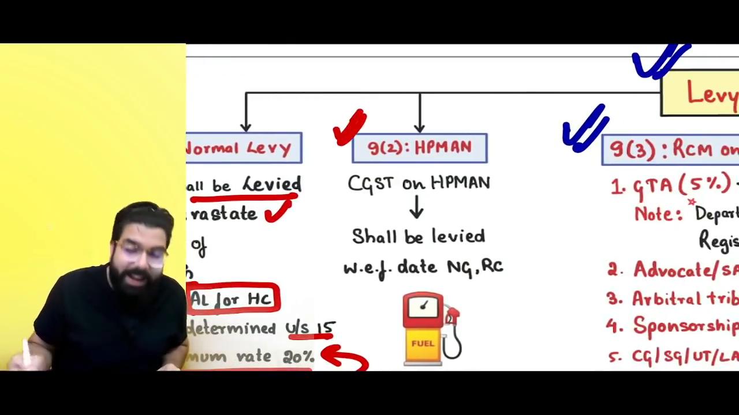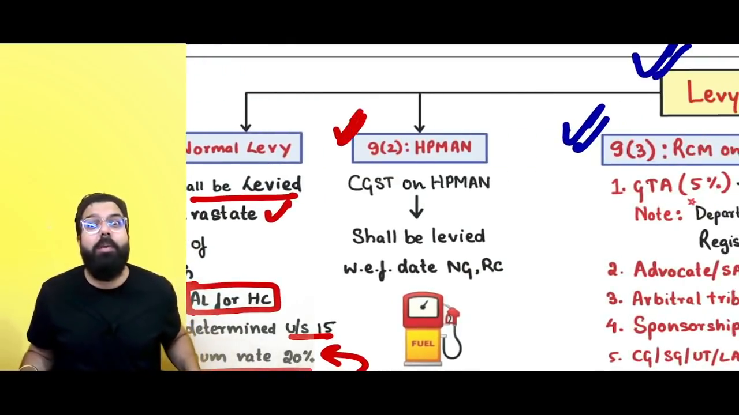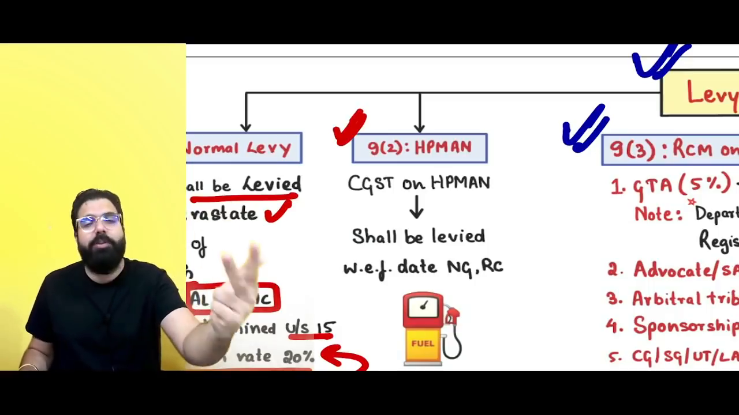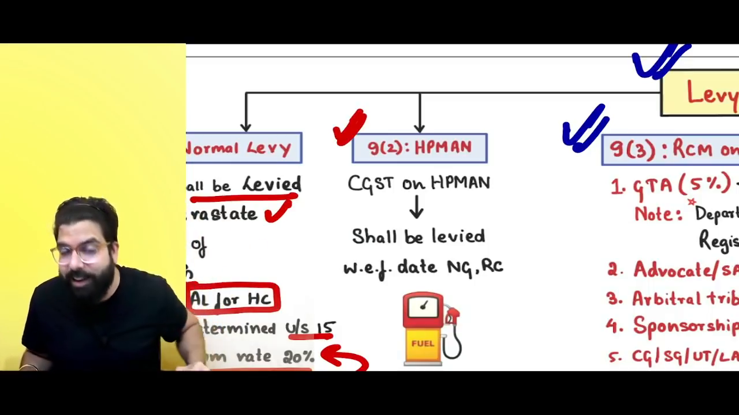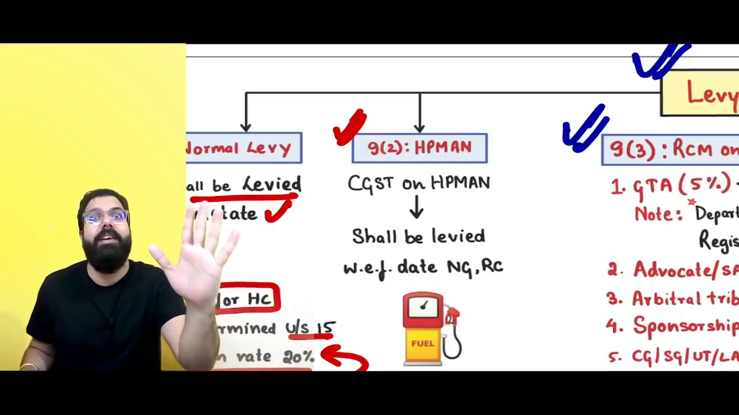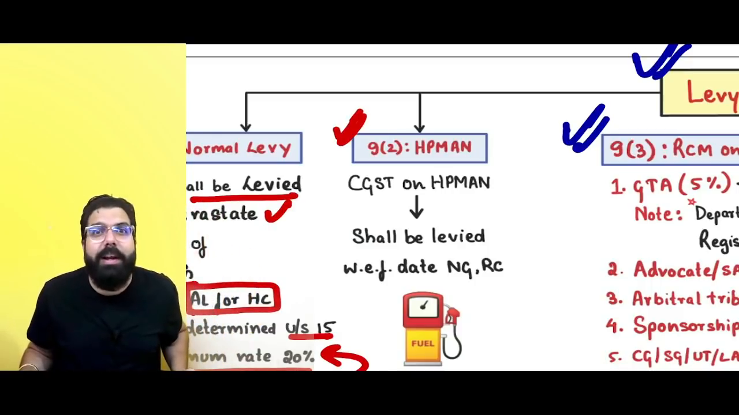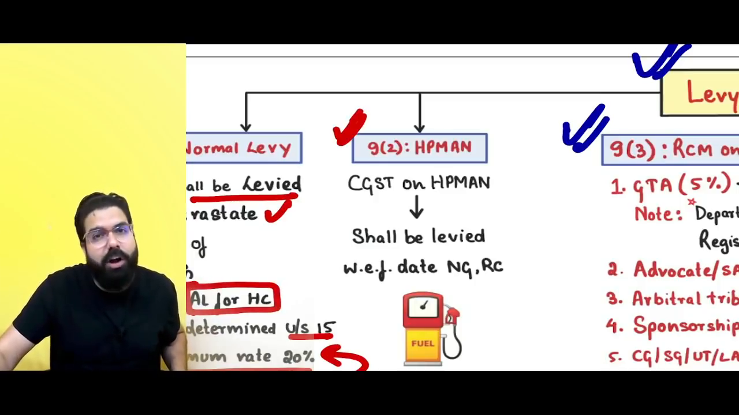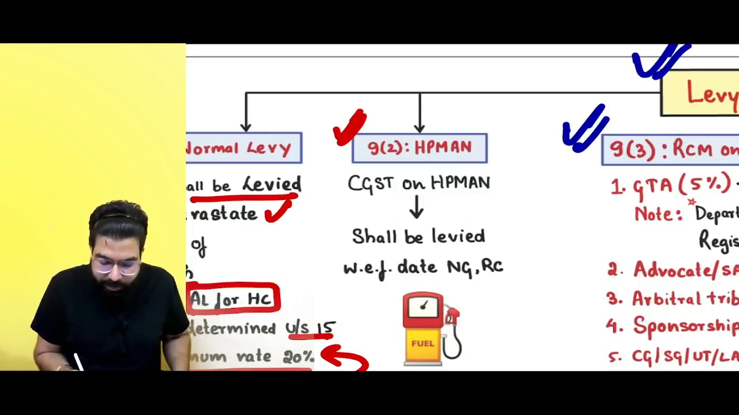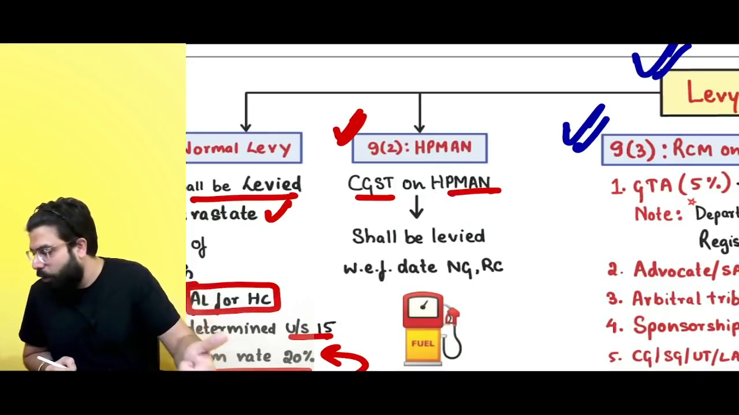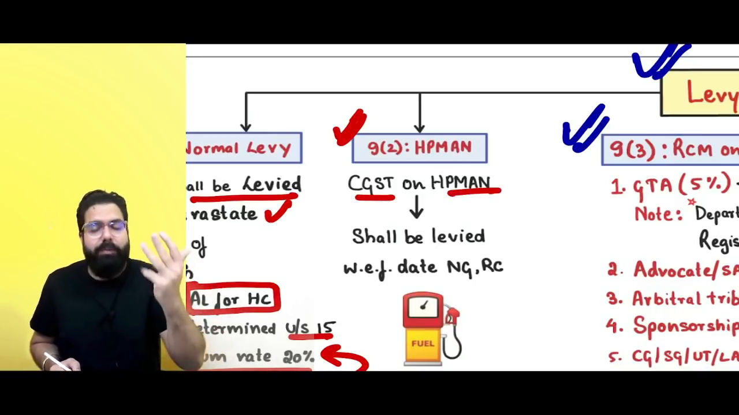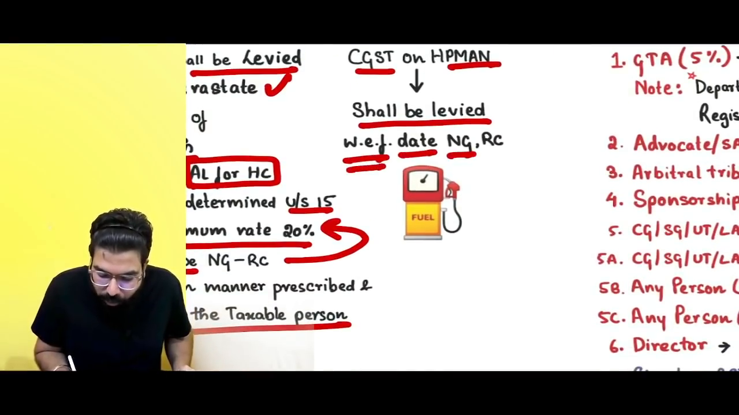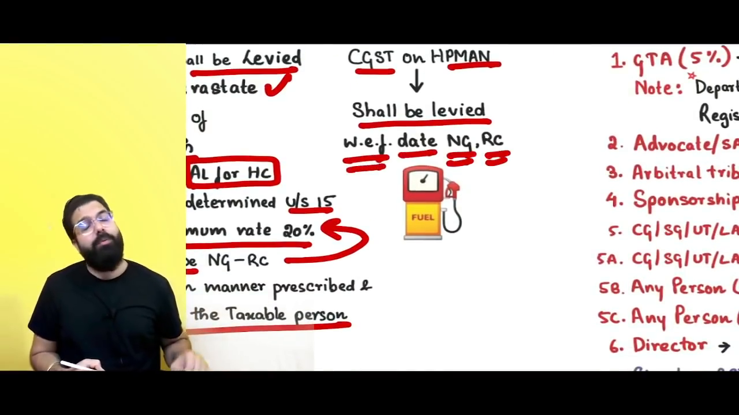Then we have section number 9, subsection 2, which talks about HSD, high speed diesel, petroleum crude, motor spirit, aviation turbine fuel, and natural gas. GST will be levied on them, but it can be levied from a date which will be notified by the government on the recommendation of the council. Done, sir. So CGST on high speed diesel, petroleum crude, motor spirit, aviation turbine fuel, and natural gas shall be levied with effect from a date notified by the government on recommendation of the council.